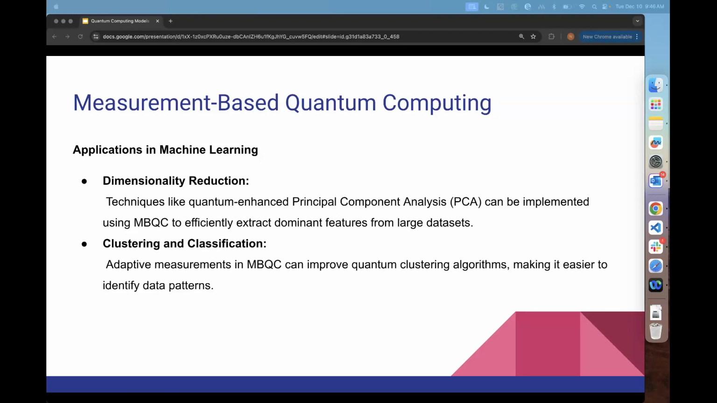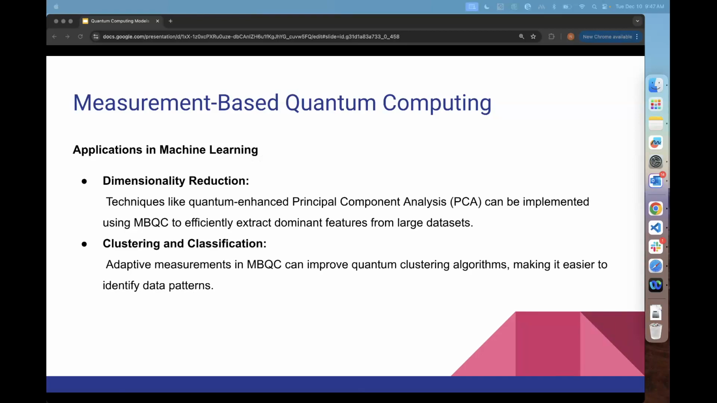So this unique approach has shown promising applications in machine learning, particularly in areas like dimensionality reduction, clustering, and classification. So from a PCA standpoint, in machine learning, more often than not, one may have to work with data sets with thousands of features. So to build an ML model in such a high dimensional space is challenging. And there is always this curse of dimensionality in machine learning.